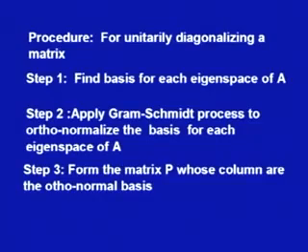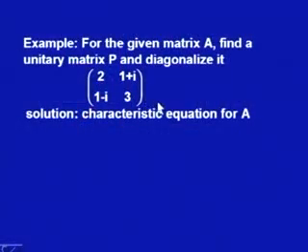Now, in the next example, we illustrate this procedure for unitarily diagonalizing a given matrix A. In this example, a matrix A is given as a 2 by 2 matrix. We are considering 2 by 2 matrices because they are simple. You have to find a unitary matrix P which will diagonalize this given matrix A. To find matrix P, we first have to obtain the eigenvalues and then the corresponding eigenvectors. For this, we first write down the characteristic equation for the given matrix A.